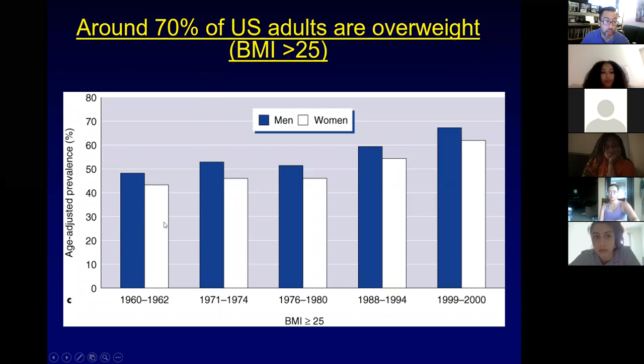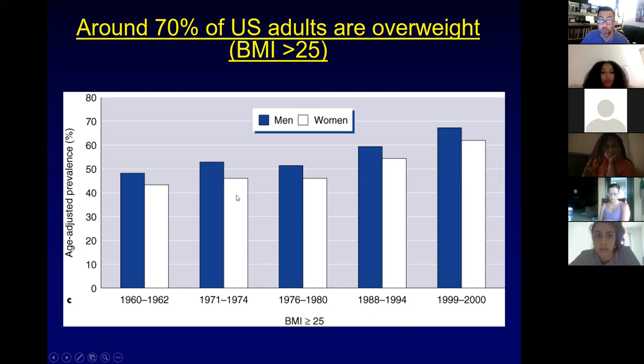And so what you can look at is, here's data on all of this showing men in blue and women in white. It's showing the percentage of the adult population that we're classifying as all of that. And it's got some trends from the early 60s, the early 70s, the mid to late 70s, the late 80s, and up to about 2000.